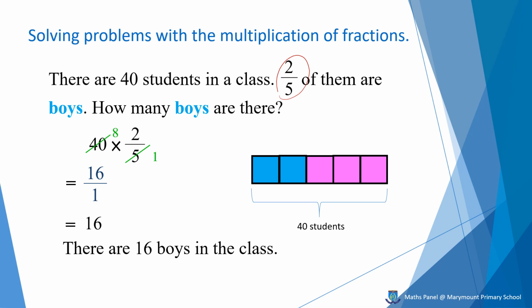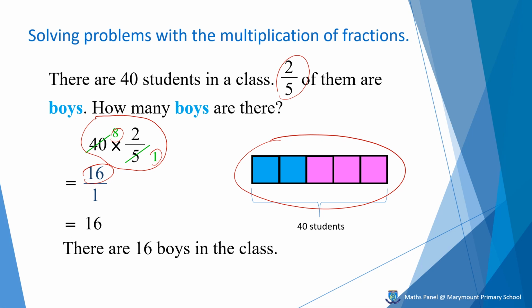So 40 students, 2 over 5 of them are boys. That means if we divide 40 students into 5 groups, like this figure, 2 groups of them are boys. I used blue color to represent boys and pink color to represent girls. To find the number of boys, we use 40 times 2 over 5. Reduce the fraction of 40 and 5, which is 8 and 1. So the final answer is 8 times 2, which is 16. The denominator is 1, so the final answer is 16. Statement: there are 16 boys in the class.